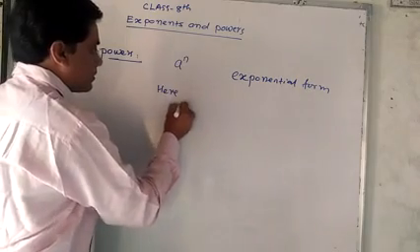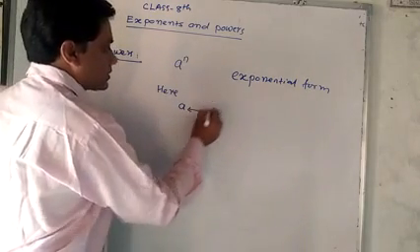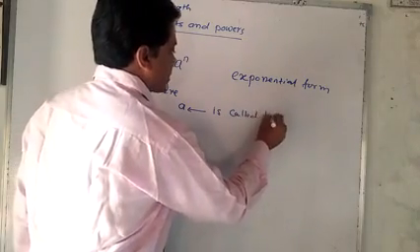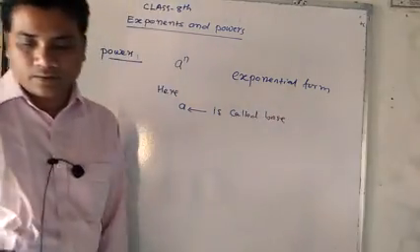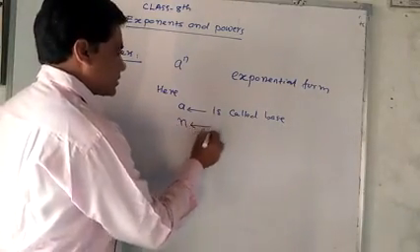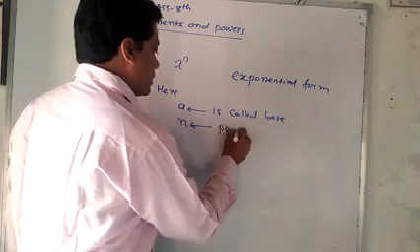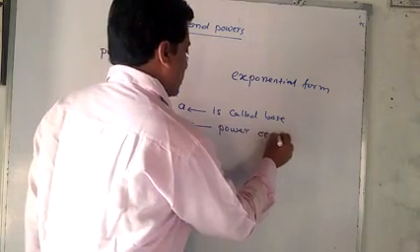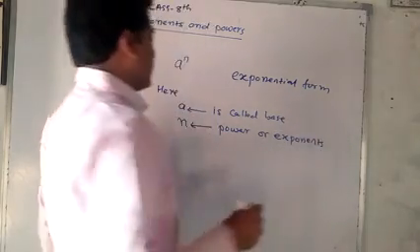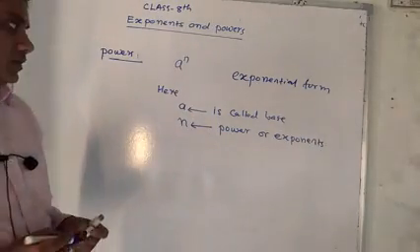Here a is called base, and n is called power or exponent.